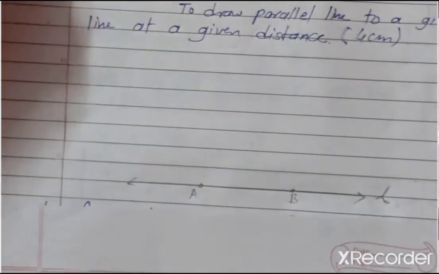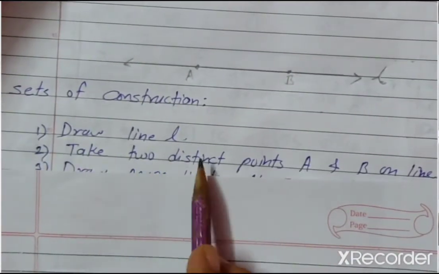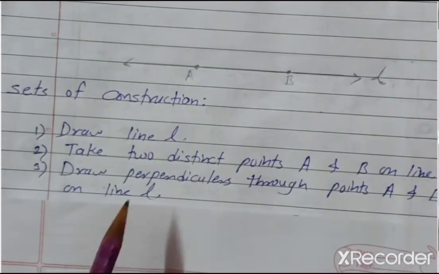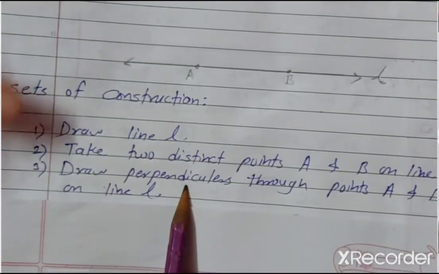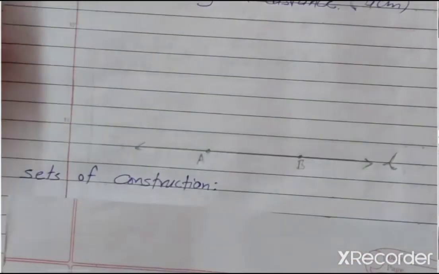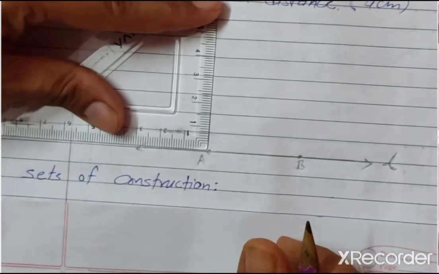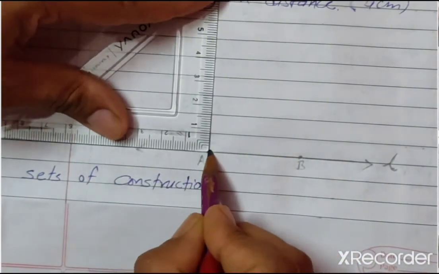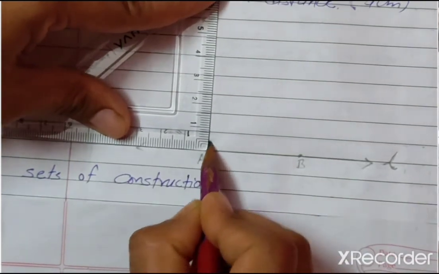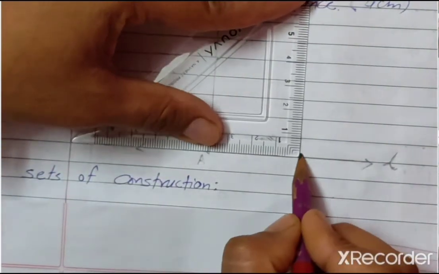So this is the next construction. Take two distinct points A and B on line L. Now the next construction is to draw two perpendiculars through both points, A and B. By using a set square we can construct two perpendiculars. So here I am drawing the first perpendicular through point A. So this is our first perpendicular, and this is the second one.